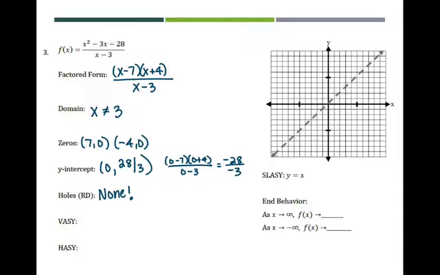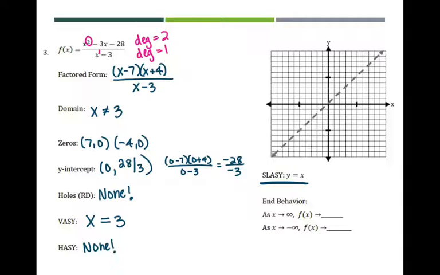Vertical asymptote comes from your denominator, so I'm going to have a vertical asymptote at x equals positive 3. And for my horizontal asymptote, we're going to compare the degrees. Highest exponent on top is 2, so my degree is 2. And on the bottom, your highest exponent is 1, so my degree is 1. So I can see that my degree on top is bigger than the degree on the bottom. So that means you actually do not have a horizontal asymptote. You have a slant asymptote, which is what is listed over here on the right-hand side.